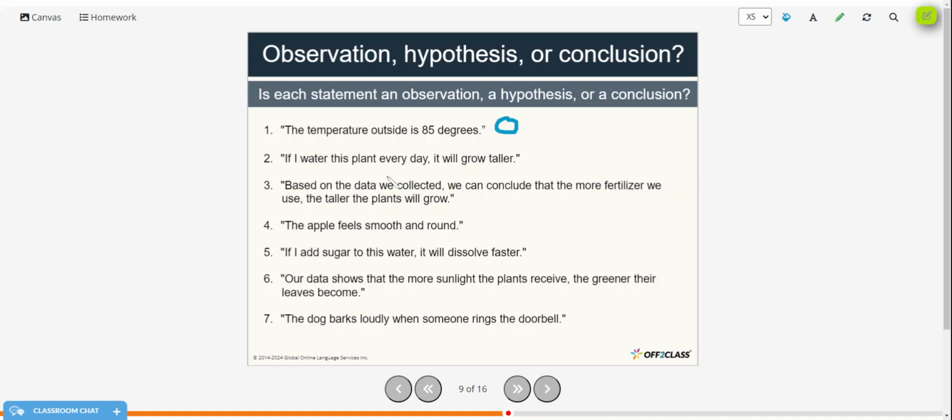If I water this plant every day, it will grow taller. Well, that's a hypothesis, sort of an educated guess. It makes sense that that would happen, but we won't know for sure if it happens until we test or do an experiment.